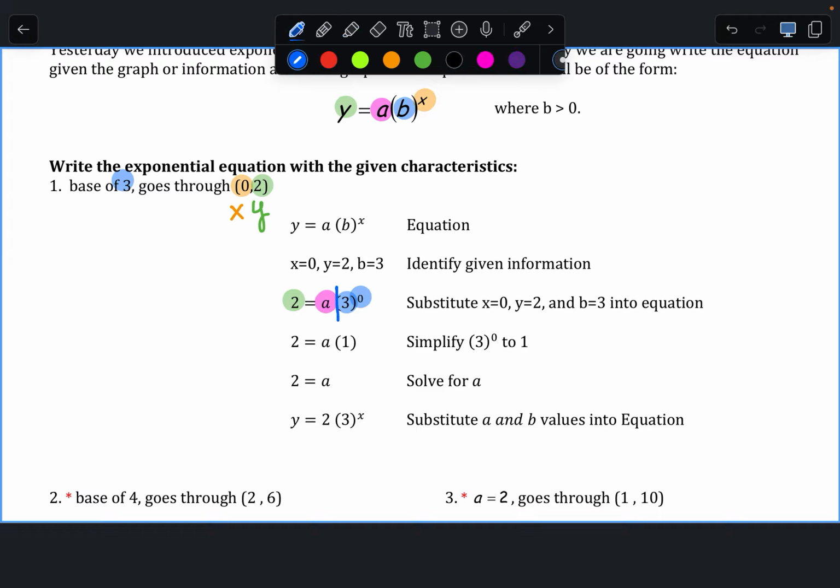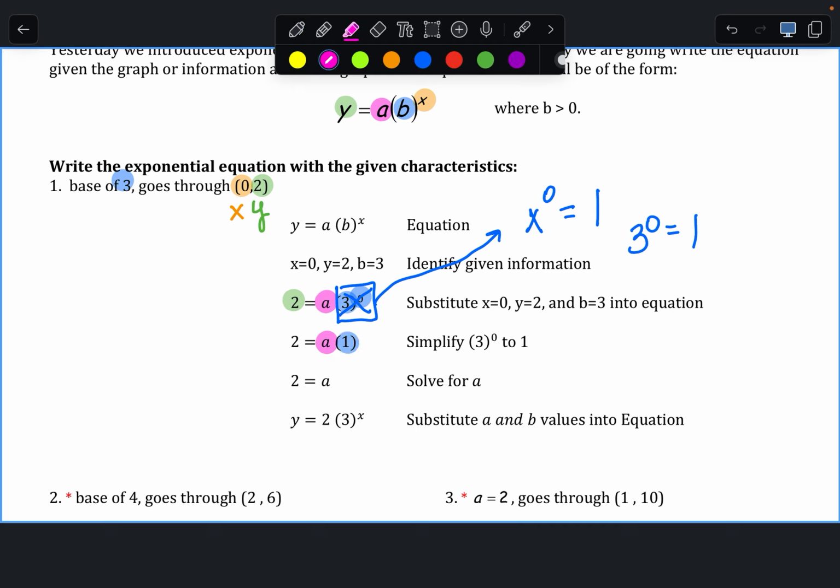So once you have your a, like they gave us right there, you're going to plug that a back into the handy-dandy formula and your base, and that's your final answer to this problem.